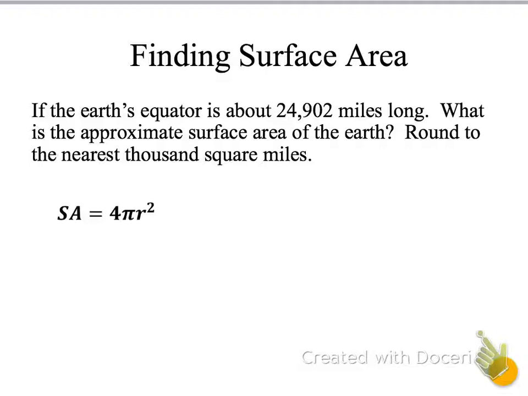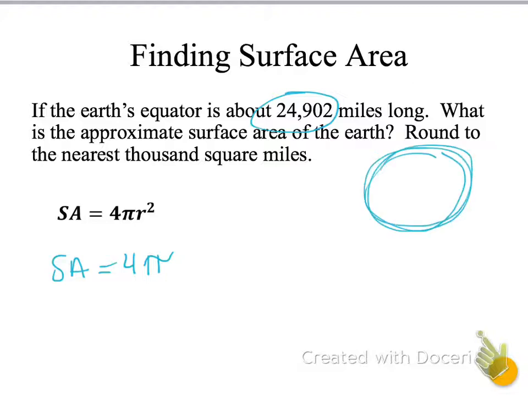So find the surface area. If the Earth's equator is about 24,902 miles long, what is the approximate surface area of the Earth? Round to the nearest 1,000 square mile. Okay, so my surface area equals 4 pi r squared. Okay, so if the Earth's equator is this miles long, the equator tends to go all the way around the Earth. Okay, so that would be 24,902 all the way around. So that's the circumference. So we need to find the radius.